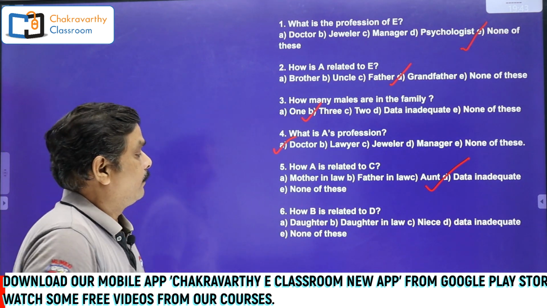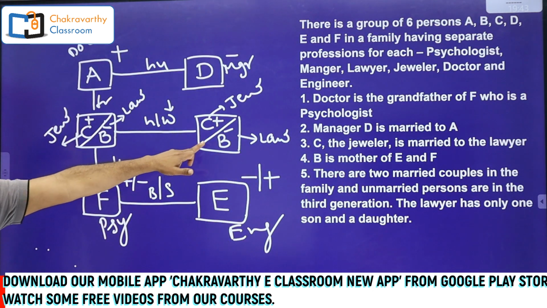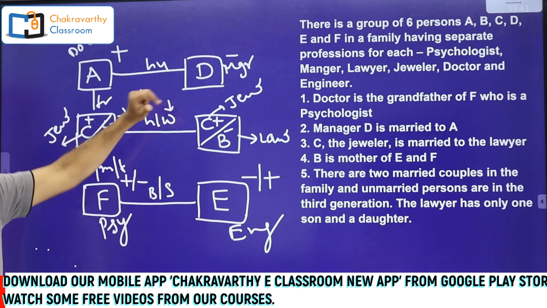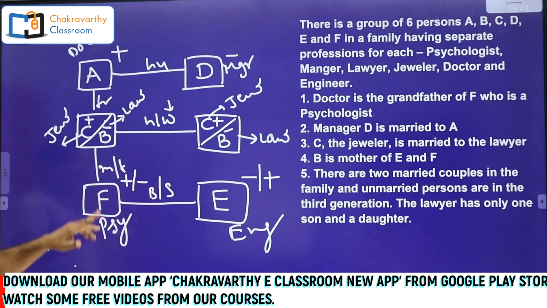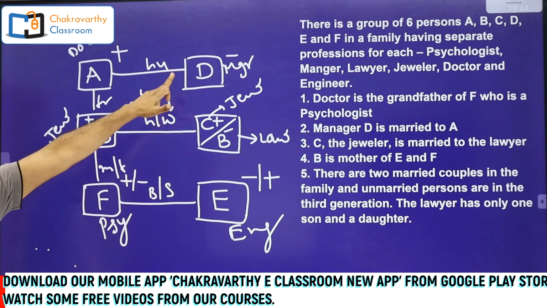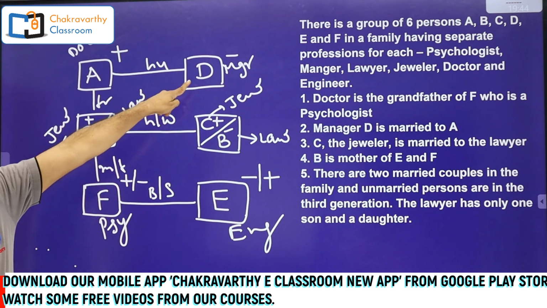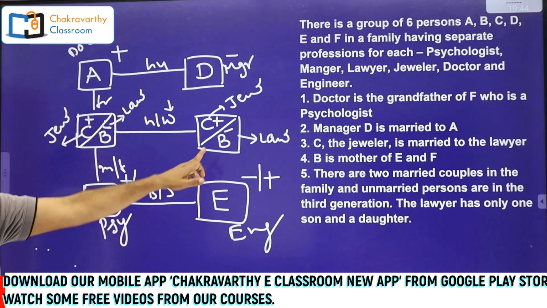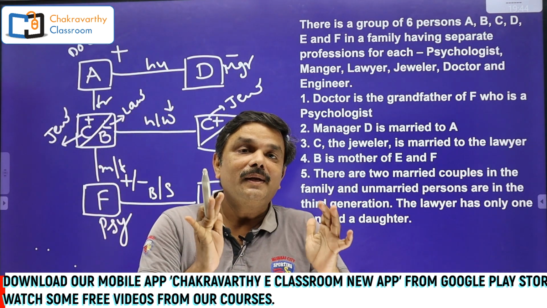How B is related to D? Now the same thing, students, here. How B is related to D? Now B has two equally possible places. If you keep B here, B will become daughter of A and D. My question is how B is related to D. If you keep B here, B is daughter of D. If you keep B here, B will become daughter-in-law of D.